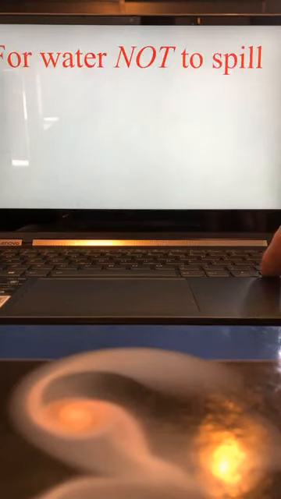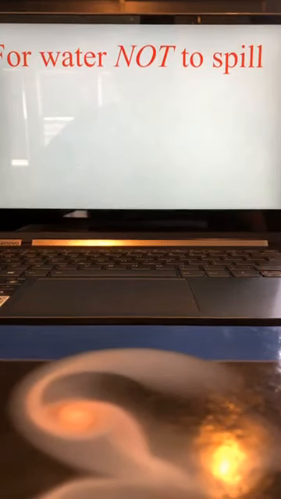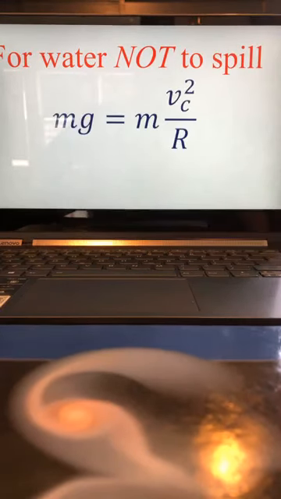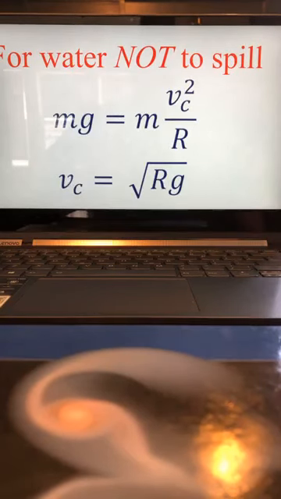So for water not to spill, as I demonstrated, what we need is that the acceleration must be equal to the acceleration due to gravity. F equal to ma, so instead of F, I wrote mg. Mg is the weight, equal to m times acceleration. That is Newton's second law of motion. If I cancel m from both sides, then I get the critical velocity: square root of r times g.